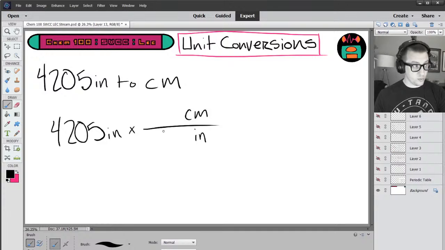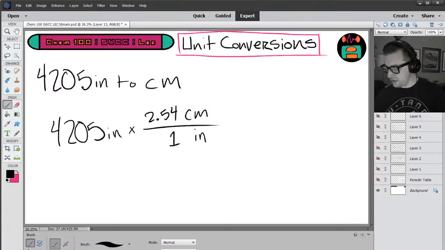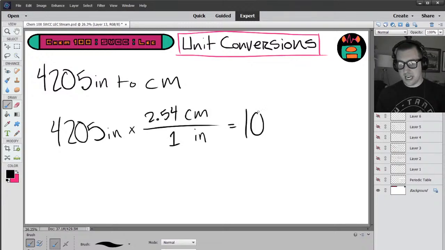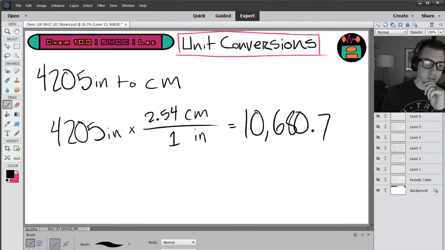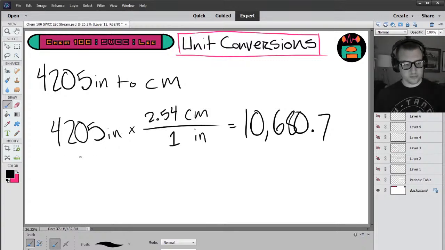And now, once we've placed them, we know that 1 inch is 2.54 centimeters. So we can punch this in, 4,205 times 2.54 is 10,680.7. When you look at your units, inches cancel inches, we're left with centimeters, which is fabulous.